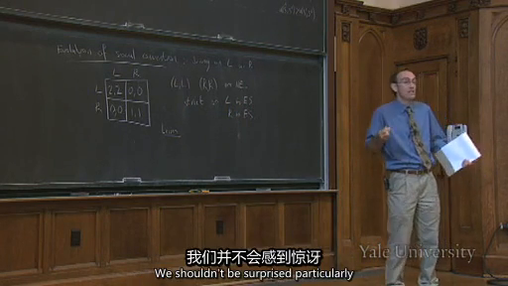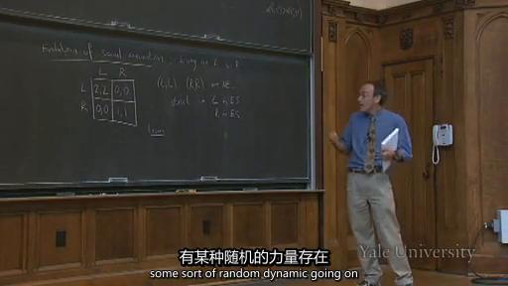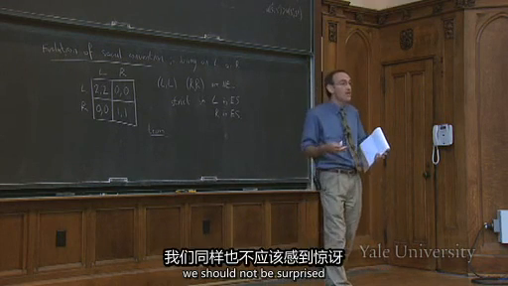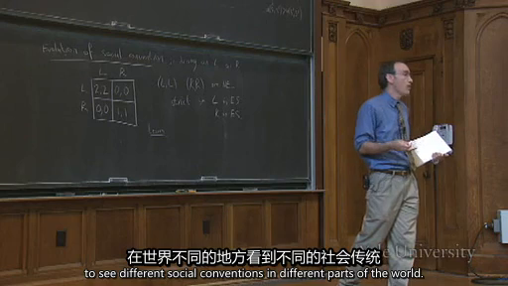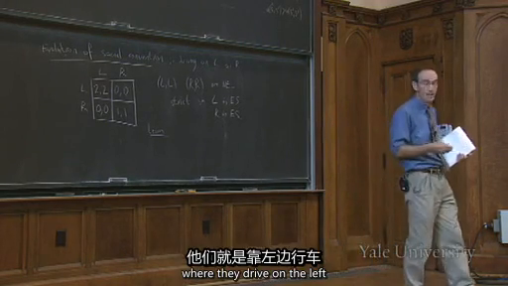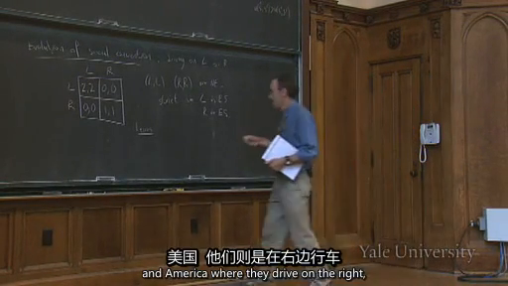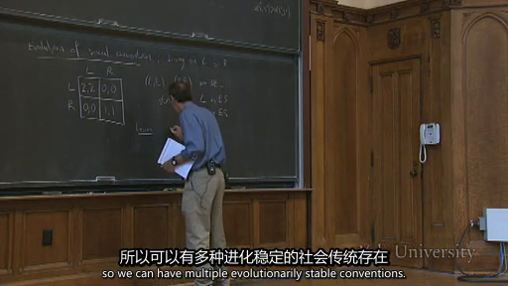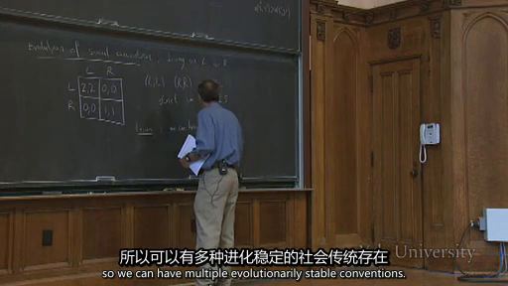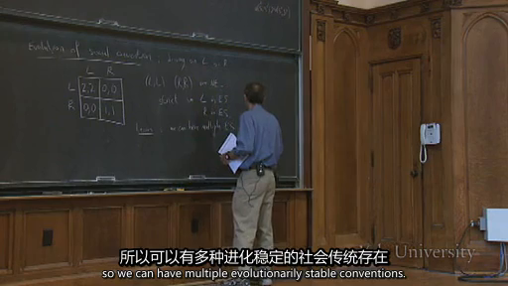We shouldn't be surprised, particularly if we think there's some evolutionary force, some sort of random dynamic going on that's generating social conventions that are then stable. We should not be surprised to see different social conventions in different parts of the world. And in fact, we do. We see parts of the world like England and Japan and Australia where they drive on the left, and we see parts of the world like France and America where they drive on the right. So we can have multiple evolutionarily stable conventions.